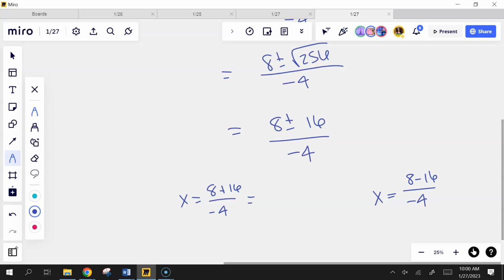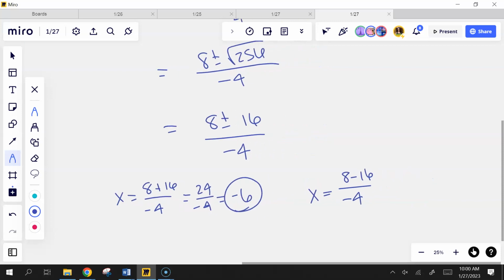Yes, so I'm going to simplify it now. You could do that ahead of time if you wanted to. I would tend to probably just go ahead and say, well, this is 24 over negative 4, which is negative 6. And this is negative 8 over negative 4, which is positive 2.